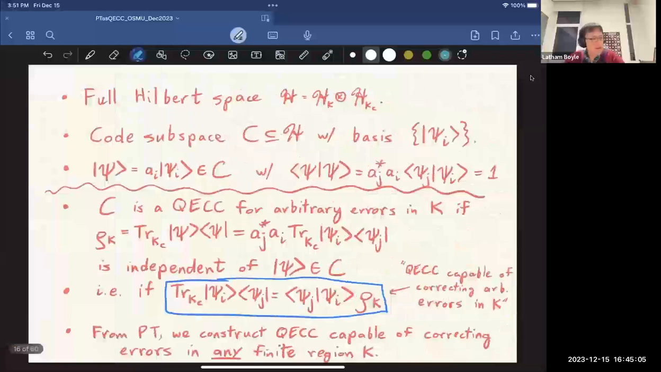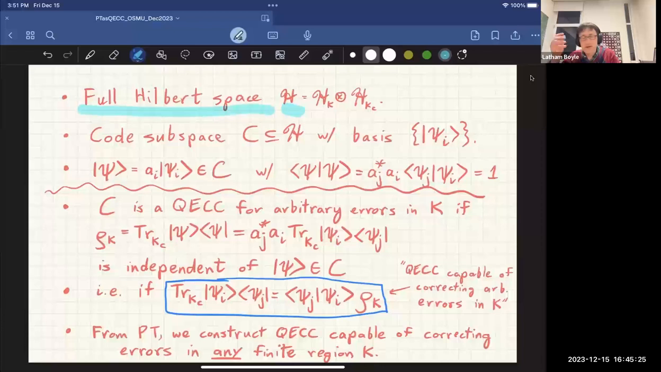So to say it in equations, the idea is that for a quantum error correcting code, we have our full Hilbert space H, the Hilbert space with redundancy, if you want. When we split actual geometric space, let's say the two-dimensional Euclidean plane that our quantum computer lives on, into the finite region K and the complementary region K complement, the Hilbert space breaks up as the tensor product of the Hilbert spaces on those two regions. And then again, we have our code subspace C, which is a subspace of the larger Hilbert space H. Let's say we have a basis, psi I. The psi I are a basis for C, the code space.